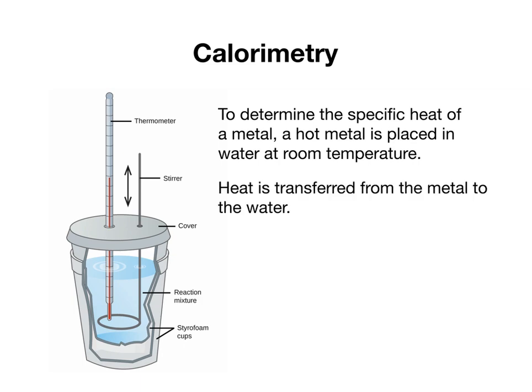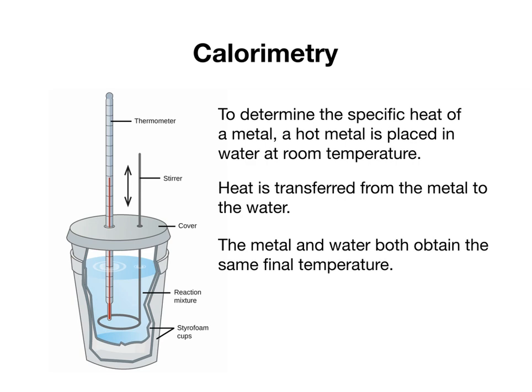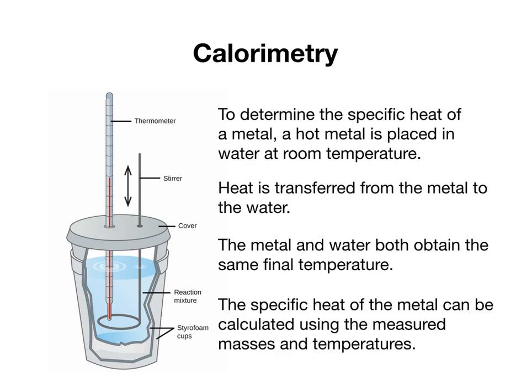Once we do that, there's going to be a transfer of heat. Heat is going to be transferred from the metal to the water. The metal's going to get cooler, the water is going to get hotter until the metal and the water both obtain the same final temperature. We can determine the specific heat by taking masses and temperatures that we measure and do calculations with those. We can plug those into an equation to determine the specific heat.